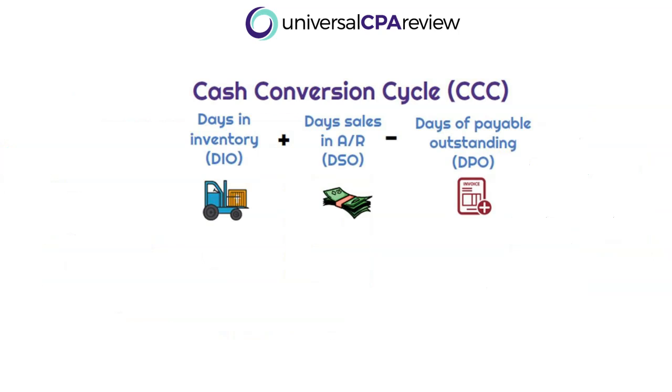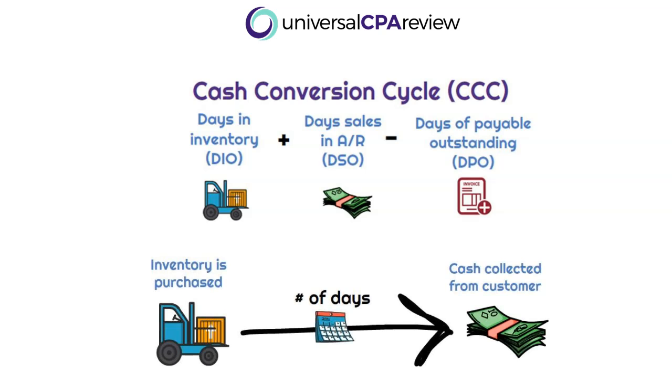The next metric that is related to working capital and the company's operations is the cash conversion cycle. And the cash conversion cycle is considered a metric that expresses the length of time in days that it takes for a company to convert an investment into inventory back into cash flows that can be used in other areas of the business to grow.